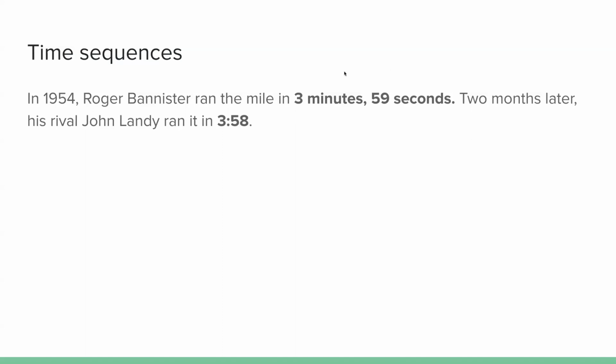So if you use that again later on in the story, if you have another time sequence, because you've established this pattern, then you can then write it like this. Okay. 2 months later, his rival John Landy ran it in 3:58. So the reader will understand, because you said 3 minutes 59 seconds here, the reader will understand that this means 3 minutes 58 seconds here. That's what they mean by a time sequence. And there is a specific entry in the style book that covers this.